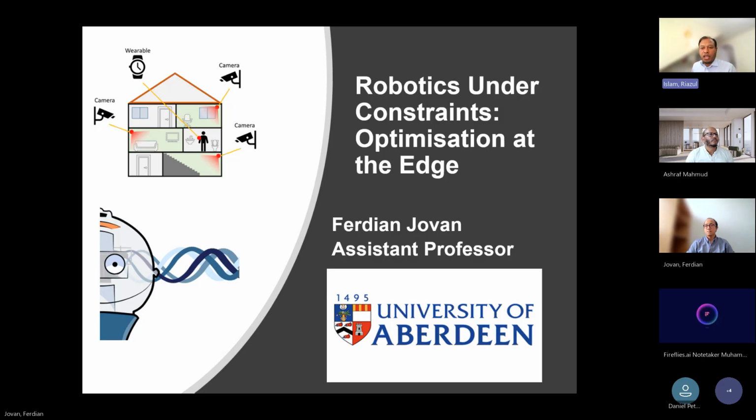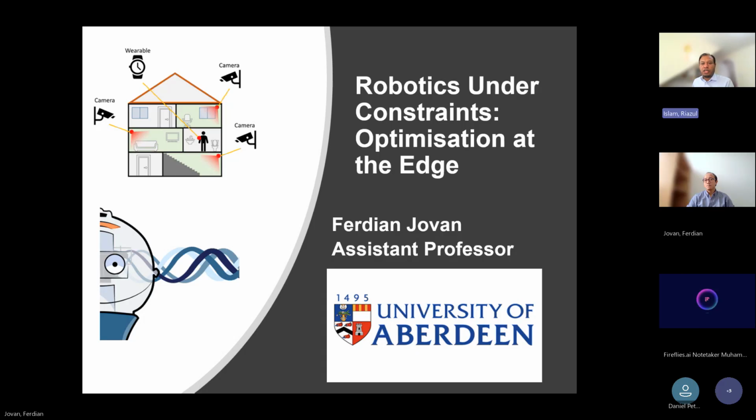Dr. Ferdian Jovan is currently an assistant professor of computing science at the University of Aberdeen, and his research expertise is mobile robotics and intelligent autonomous systems. He held various research positions earlier, including leading UK universities, University of Bristol, University of Hull, University of Oxford, and also University of Birmingham, from where he did his graduation. Today, he will present robotics under constraints, that is optimizing energy, perception, and intelligence at the edge.